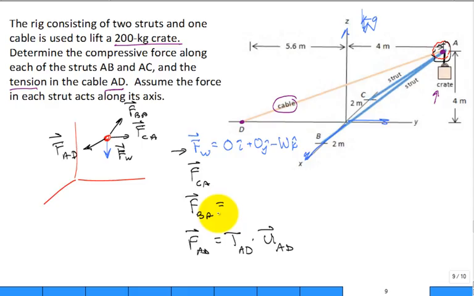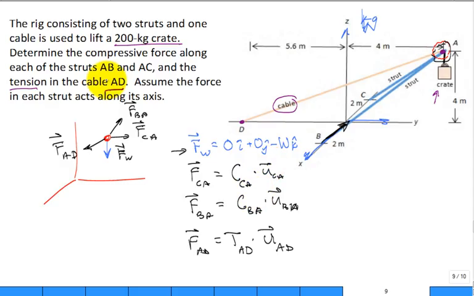What about this one? Well, it's probably better to do this unit vector from B up to A. That's easier to do. And so we're going to have the magnitude of the force, or the compression force, maybe I'll use C for compression, BA, times the unit vector from B to A. And then this would be the compression force in the member C to A, and the unit vector from C to A.